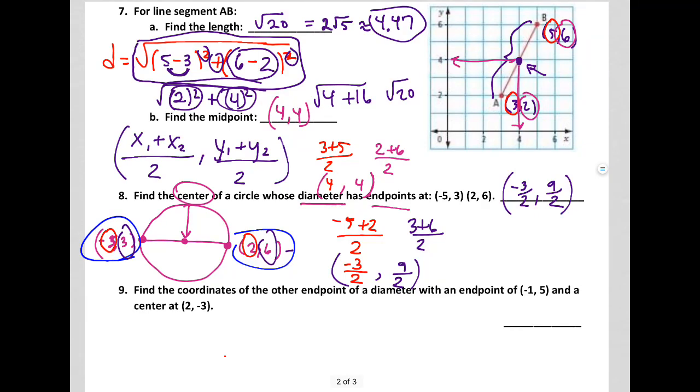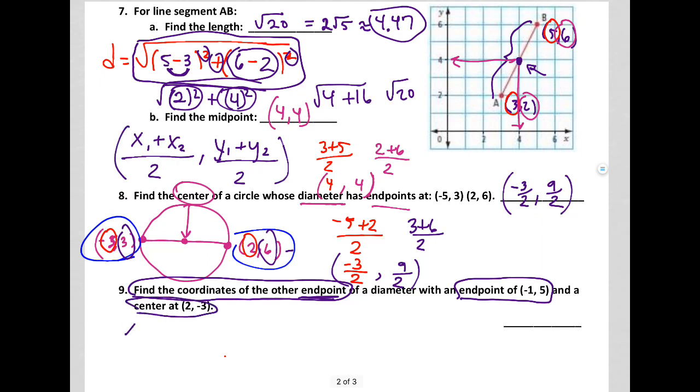Alright, to find the other endpoint, if you're given a midpoint and an endpoint, there's two methods I showed in class. One's an algebraic method and one's kind of like a number sense method. So number 9 is very similar to that. It's basically telling you you need to find the coordinates of the other endpoint. So I know I'm finding an endpoint of a diameter with an endpoint, so it gives you one endpoint and it gives you the center, so I know that's the midpoint.